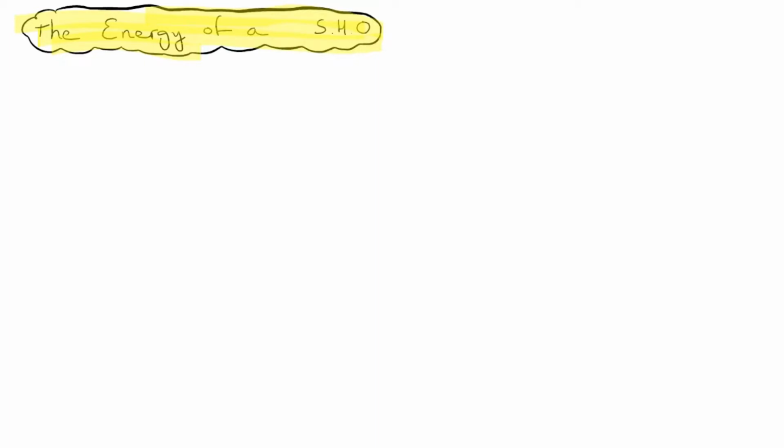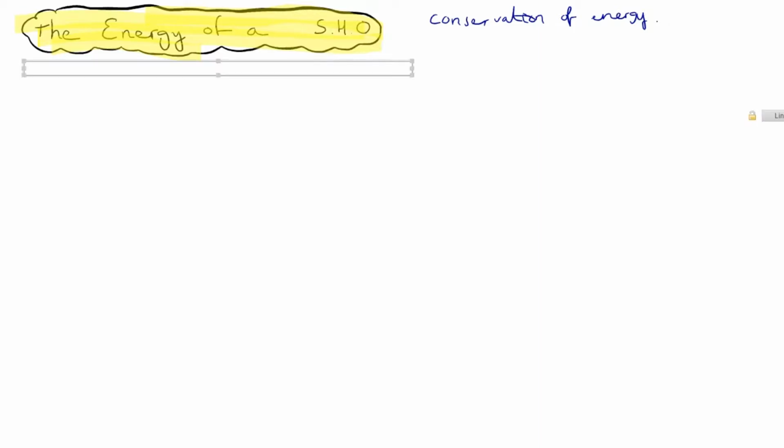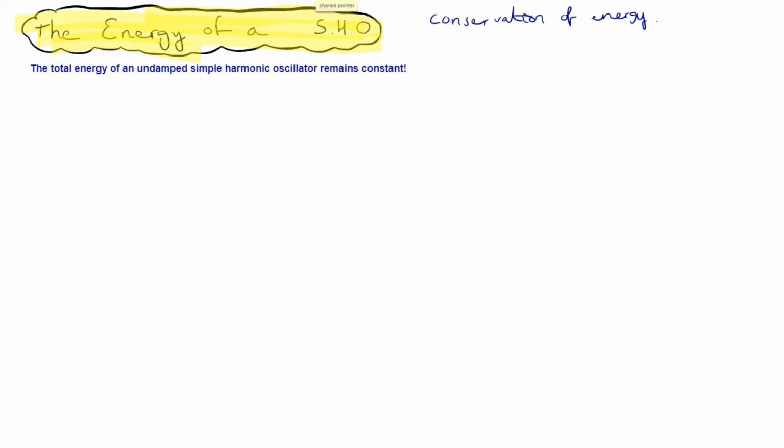The final part of this course is about the energy of a simple harmonic oscillator. And as always in physics, conservation of energy is a fundamental idea. And you need to be able to apply conservation of energy to an oscillator. So let's look at, first of all, just an undamped simple harmonic oscillator.